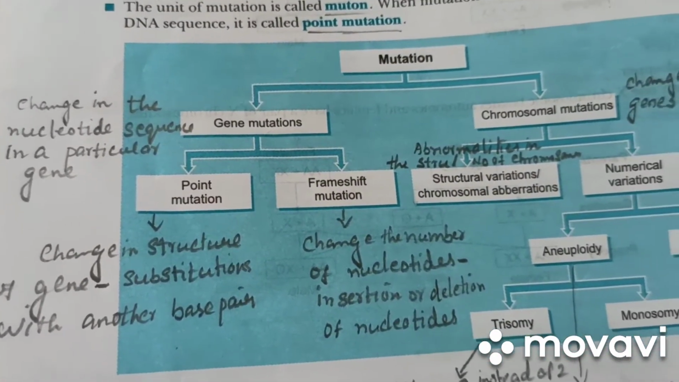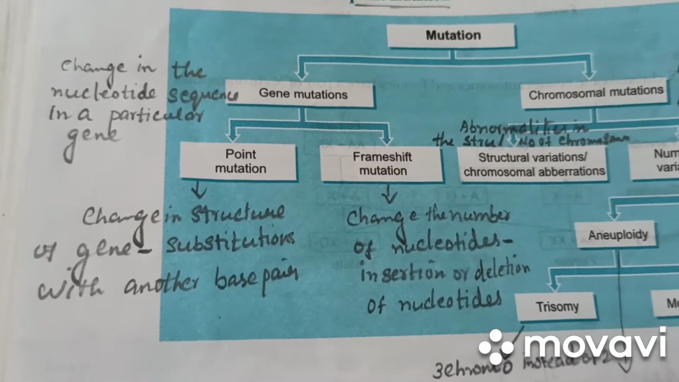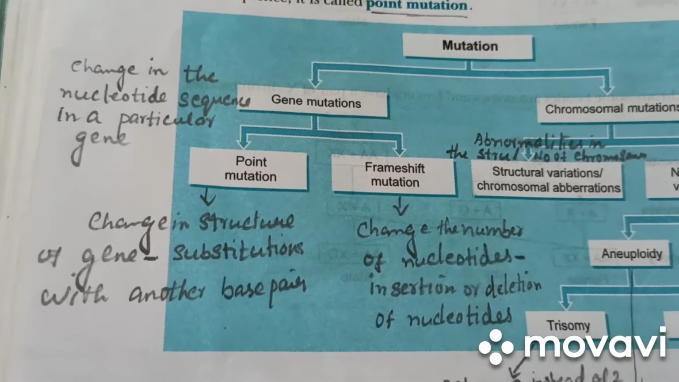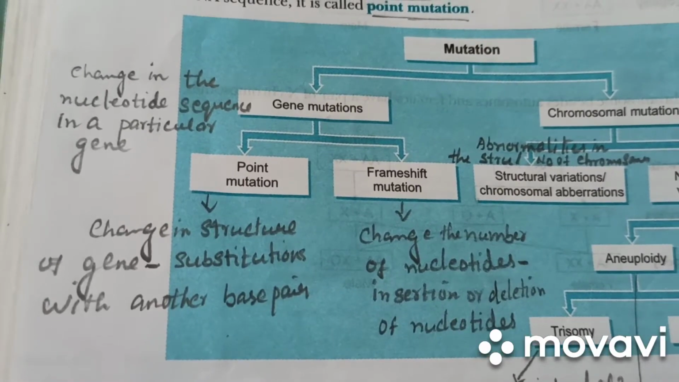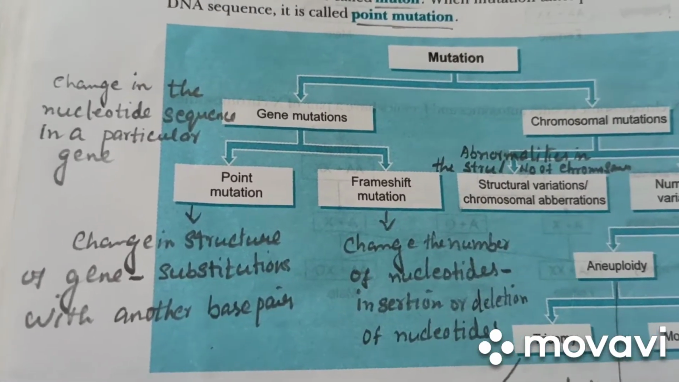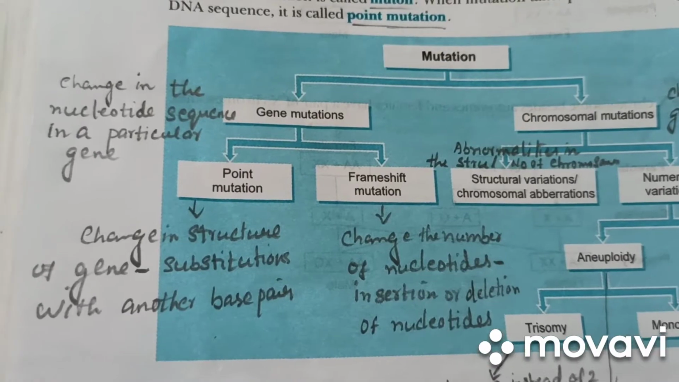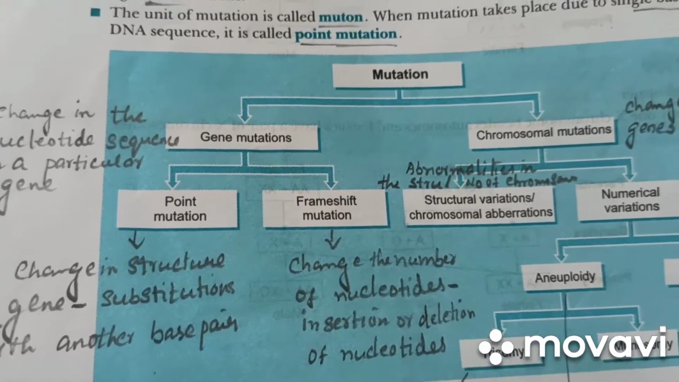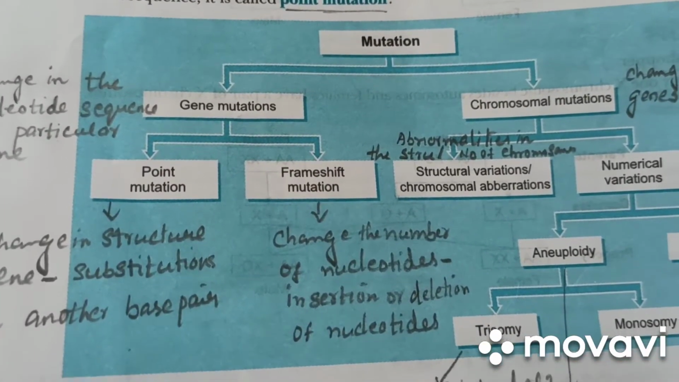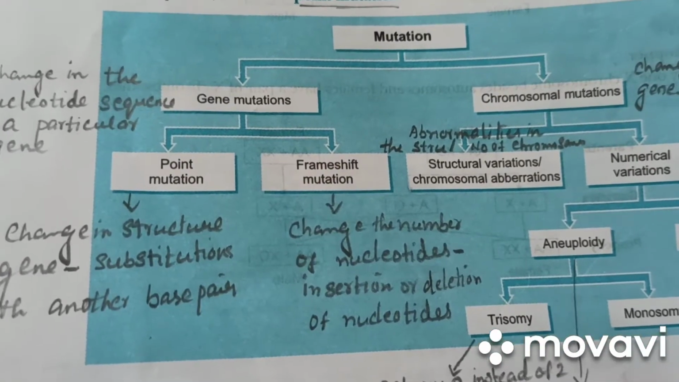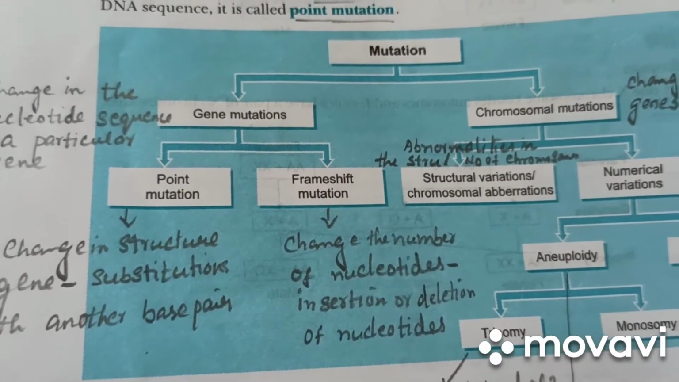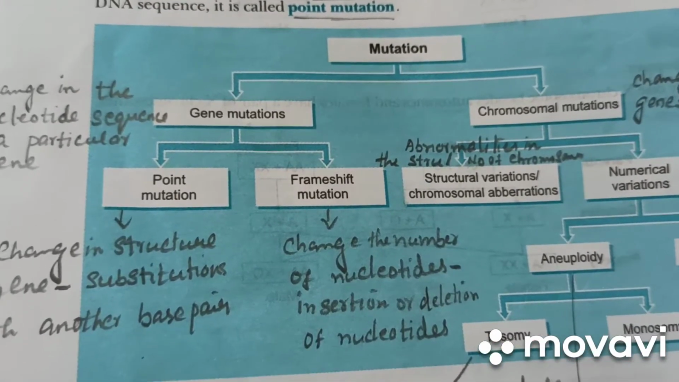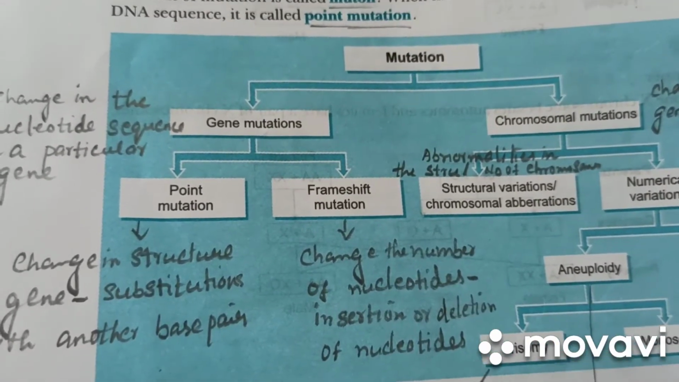Frame shift mutation means change in the number of nucleotides due to insertion or deletion of nucleotides. Sometimes adding or sometimes deleting. Like the changeable number. Change the number of nucleotides due to insertion, adding sometimes, or deletion of nucleotides. That is called frame shift mutation.